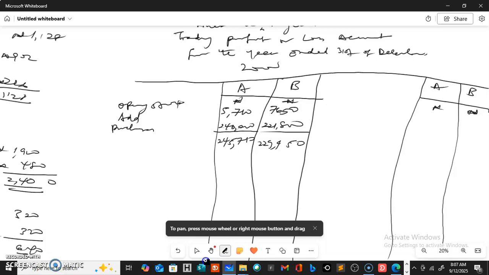So in the question we have carriage inwards. We're going to add carriage inwards, which from the question is 300. I'll try as much as possible to attach the question, the JPEG format of the question, to this video, God willing. So let us move on.